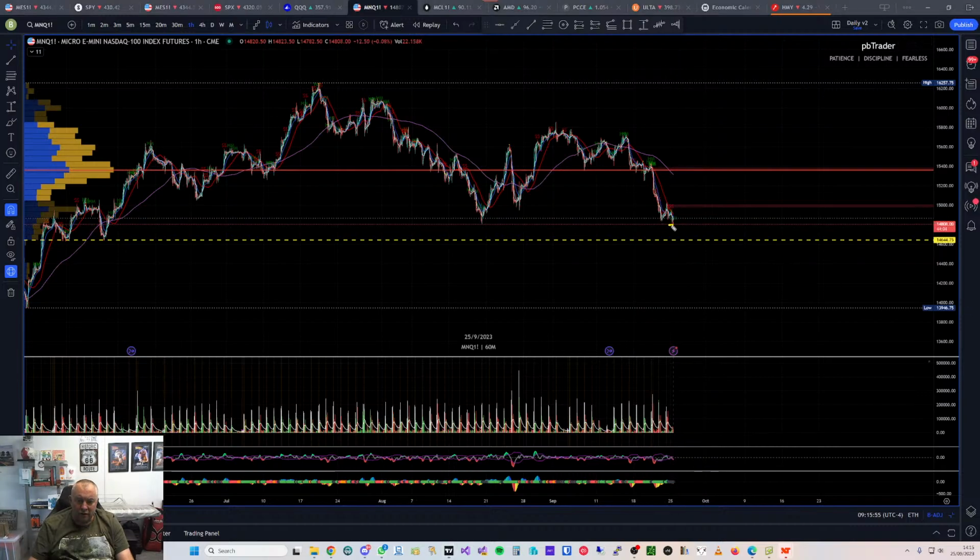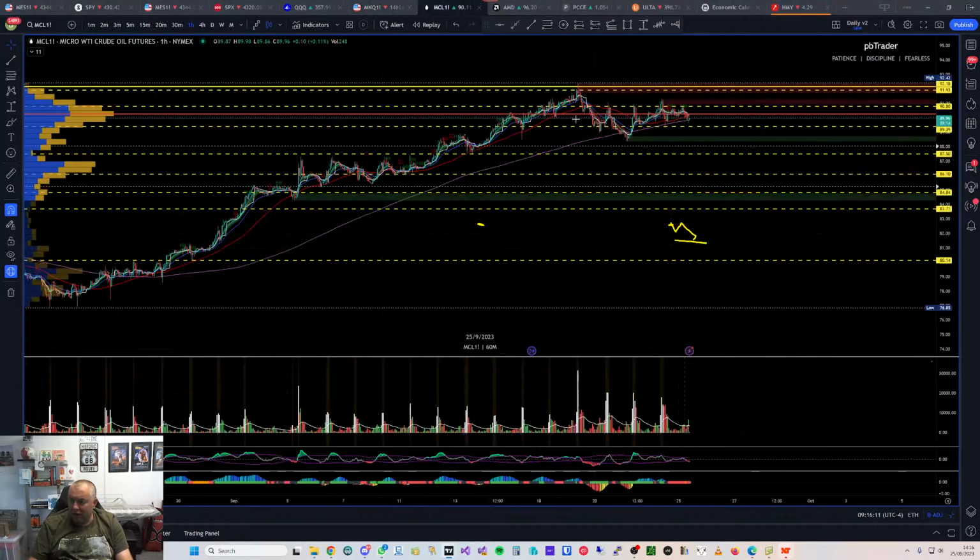We've already broken today's low. We've also broken August's low as well. So potentially we could see it come down, pull back and hit there. So that's an area to watch for a potential bounce.